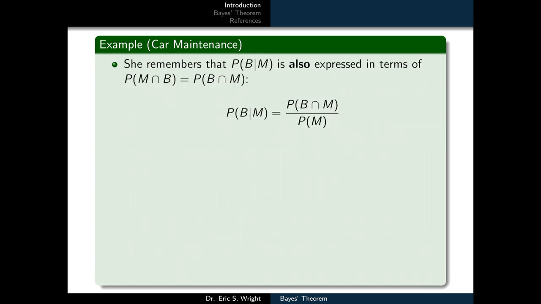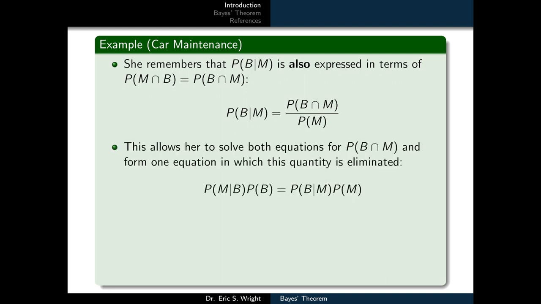She remembers that P of B given M is also expressed in terms of P of M intersect B. And by symmetry, P of M intersect B also equals P of B intersect M. So she writes down P of B given M equals P of B intersect M over P of M. Therefore, she has two equations that both involve P of B intersect M. She can solve both of them algebraically for P of B intersect M and then equate them to one another. This forms one equation in which P of B intersect M has been totally eliminated. This equation is P of M given B times P of B equals P of B given M times P of M.